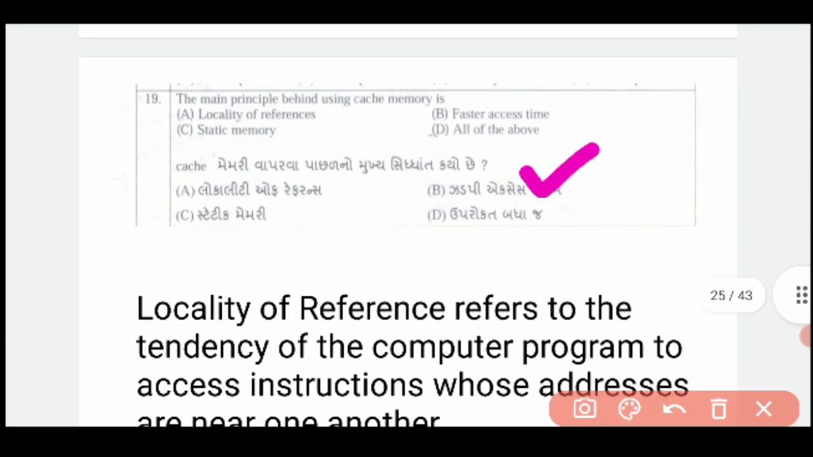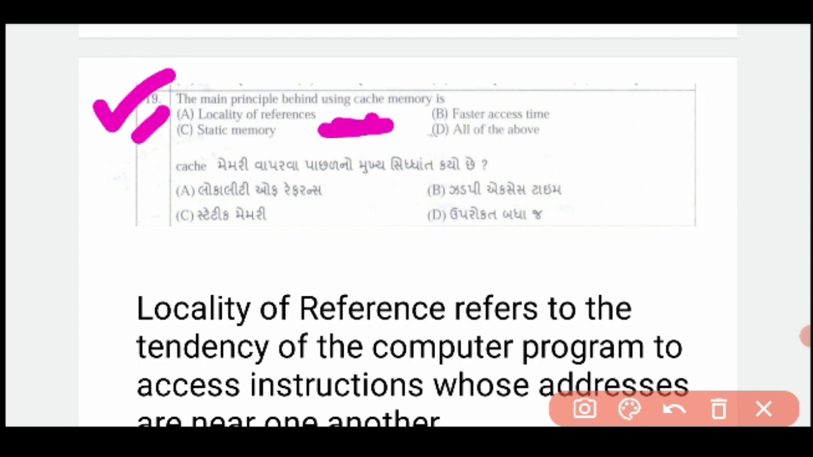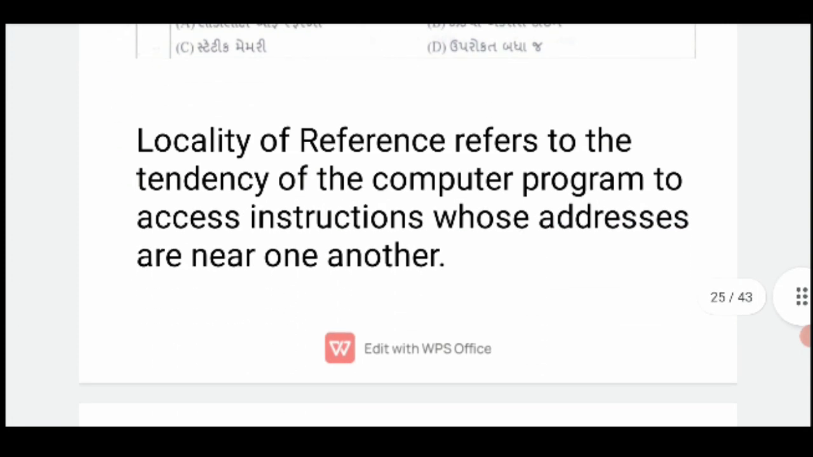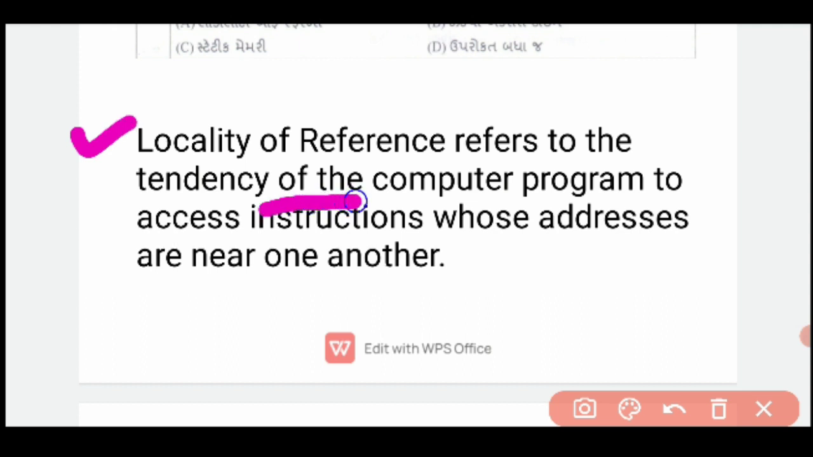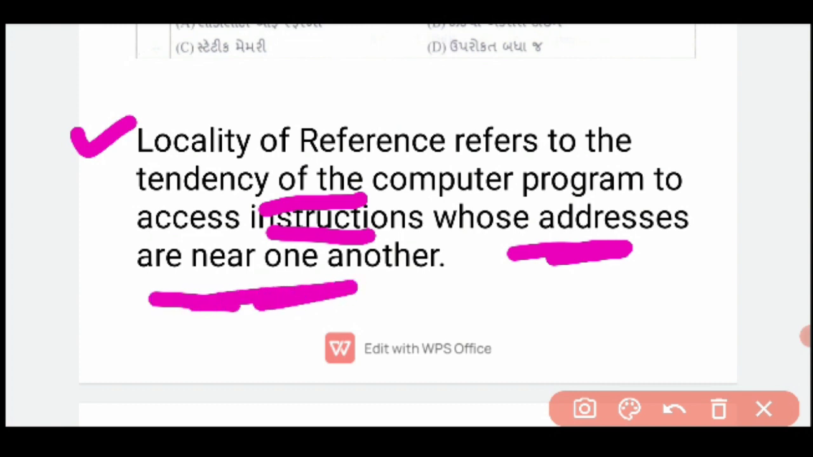Question number 19. The main principle behind using cache memory is: option A, locality of reference; B, faster access time; C, static memory; and D, all of the above. Then the answer is locality of reference. Locality of reference refers to the tendency of a computer program to access instructions whose addresses are near to one another.